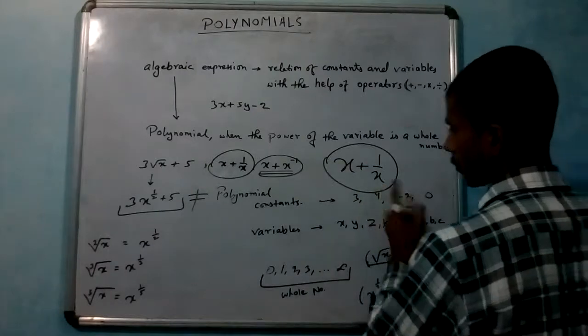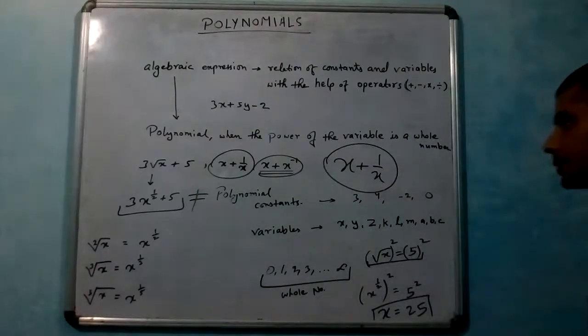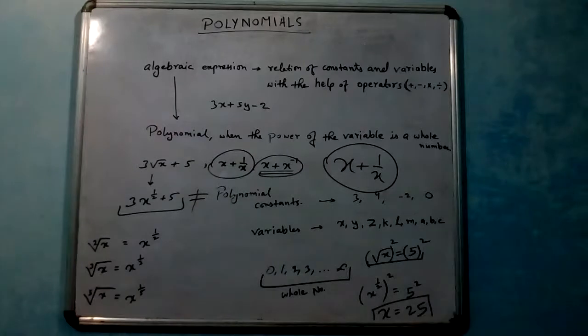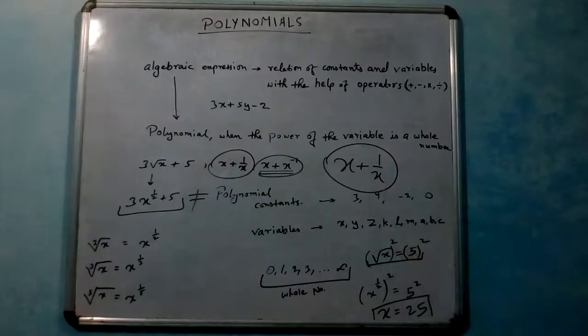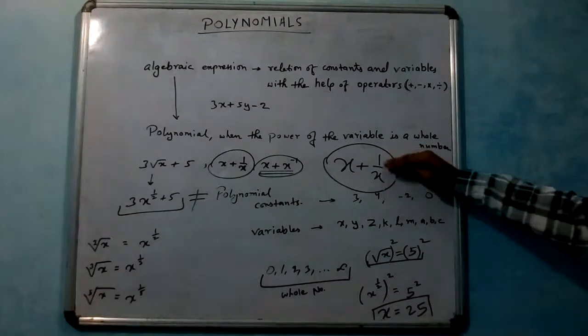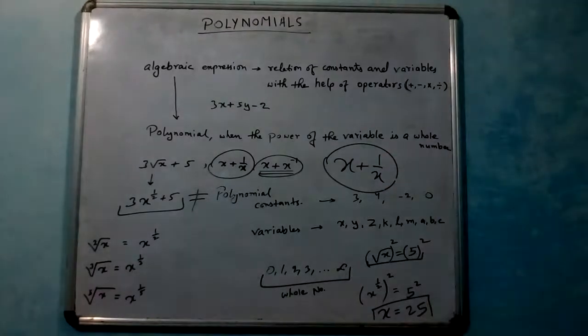Is this a polynomial or not? How? The power of this is minus 1. The power of this is minus 1. It's not a whole number. We will bring the variable in the numerator and then check it, okay?